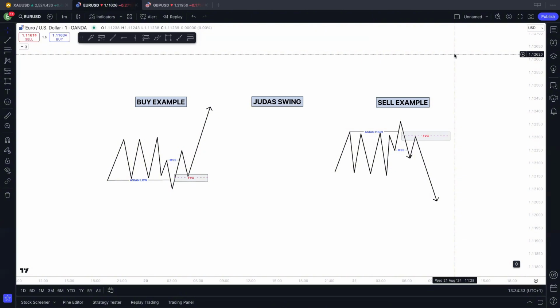Today I'm going to be breaking down the Judas swing and how by applying this model I managed to make £12,000 using a 200k funded account. Let's get straight into it.